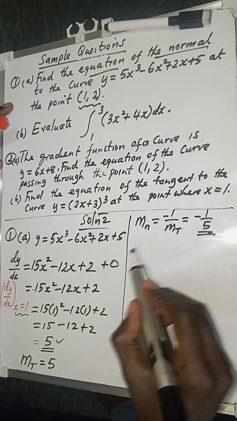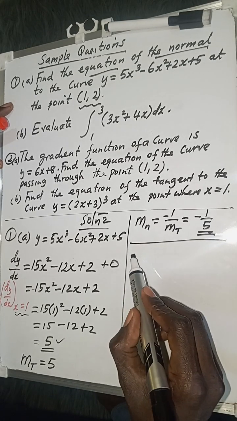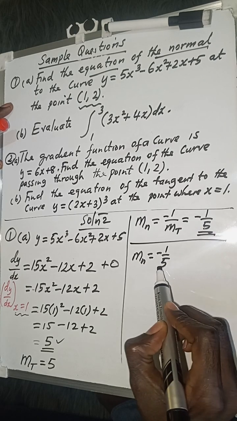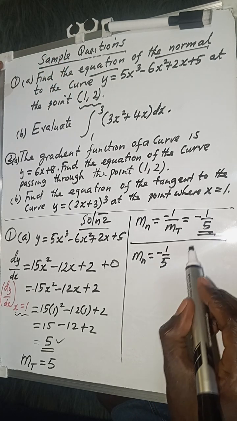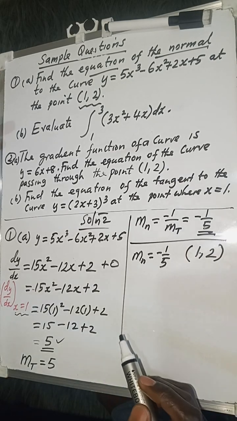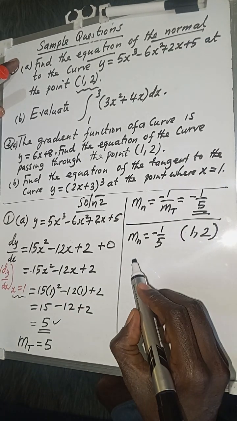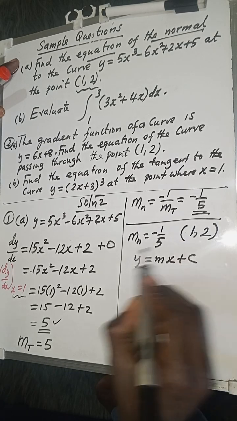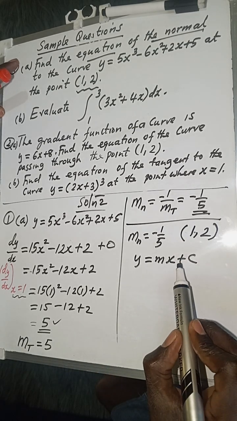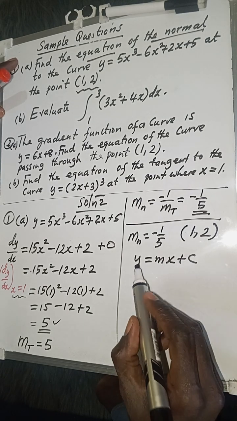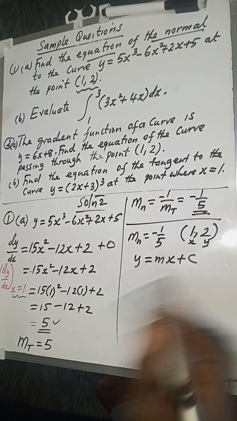So now I can find the equation because I know the gradient of the normal is -1 over 5. Then you use these coordinates they gave you, which is 1, 2, to find the equation. So we first of all need to find the y-intercept. y is equal to mx plus c, the equation of a straight line. So we can now replace to find the y-intercept c. So that is x and that is y.